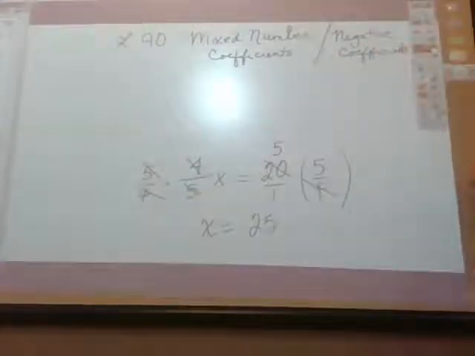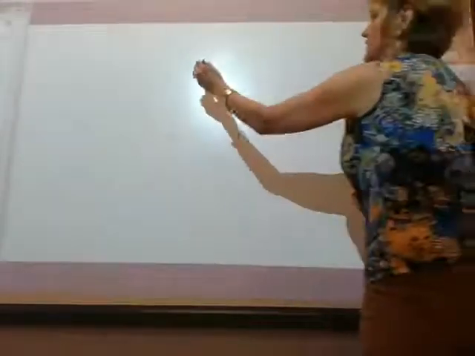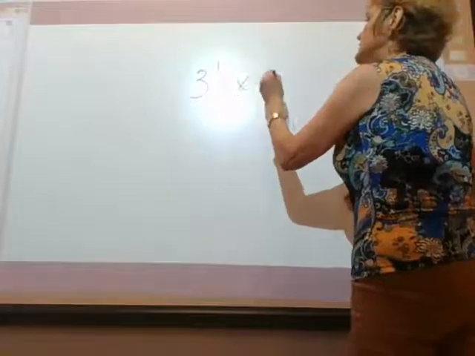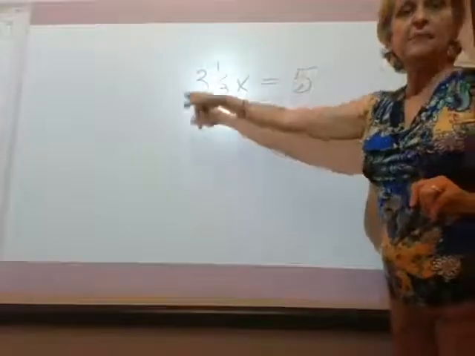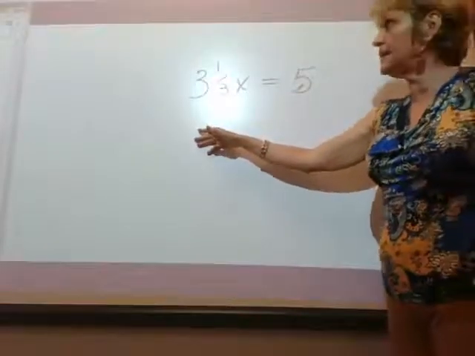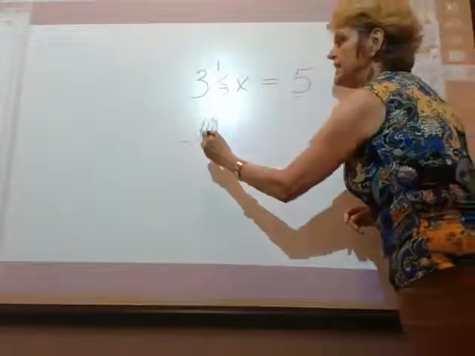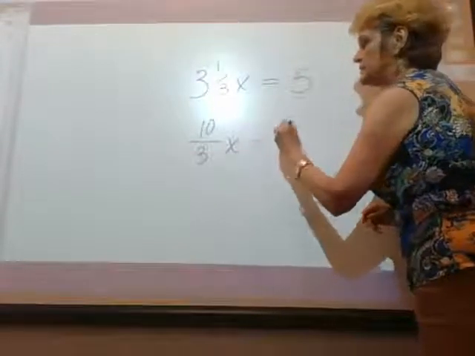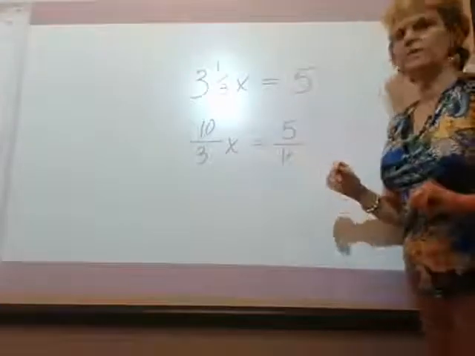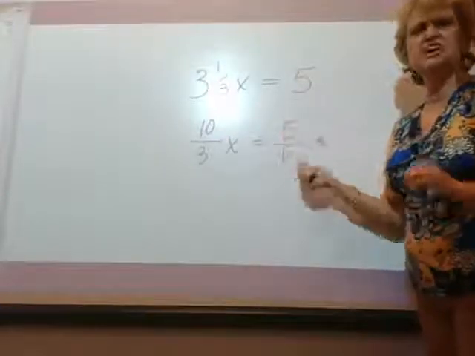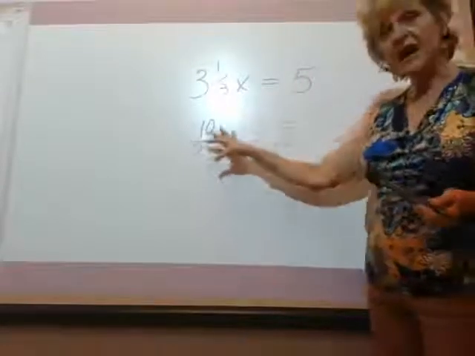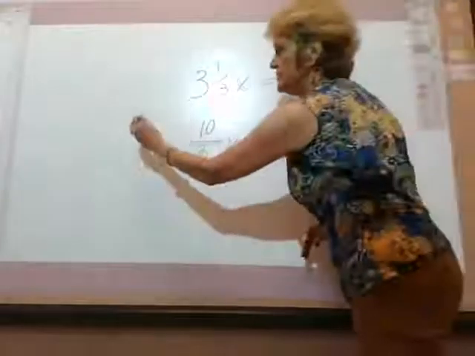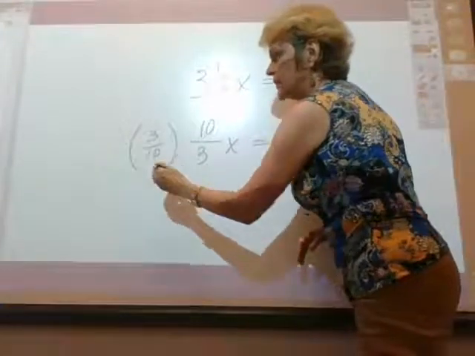All right, so we go to the next thing, which now says that we have a mixed number coefficient. All right, so what do you guys think that we would need to do? Well, we would want to turn this mixed number into an improper fraction, right? 3 1/3 is really 10/3 x equals 5. And I'm going to make that 5/1. Whenever I'm dealing with fractions, I'm going to make sure I'm dealing with fractions on both sides, okay? So we have a fraction in front of the letter, so we want to multiply by the reciprocal, right?